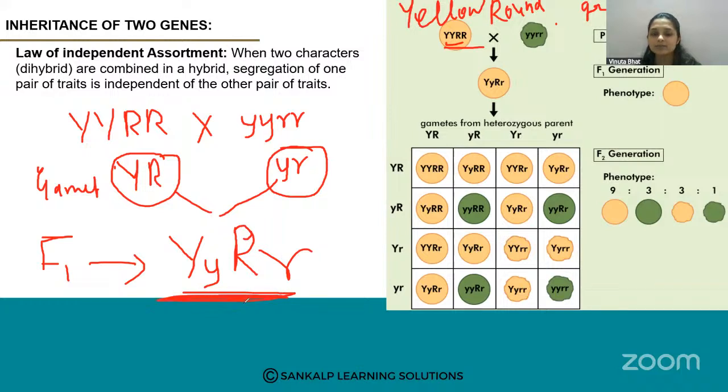What is the phenotype? What is the character of the F1 generation? Can you comment? What will the F1 generation plant be like? What kind of seeds will it produce? Round yellow seeds or round wrinkled seeds? Can you comment?